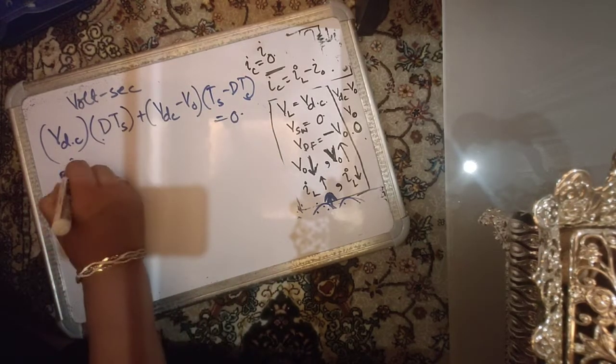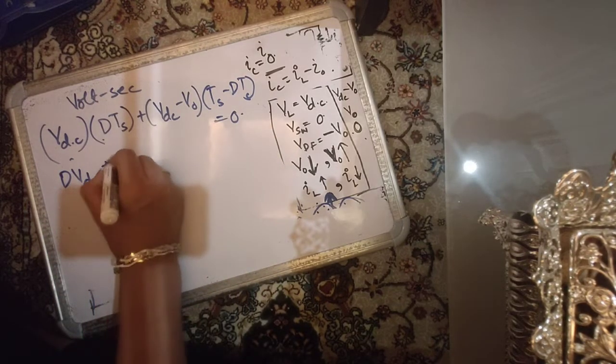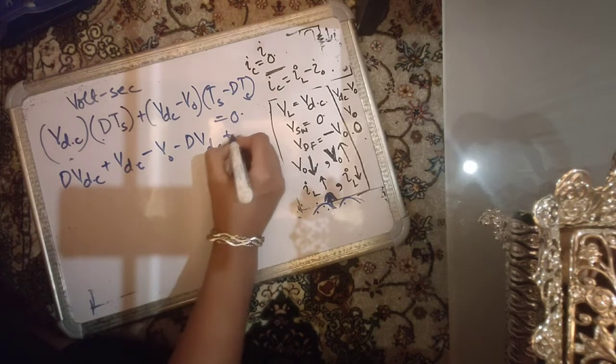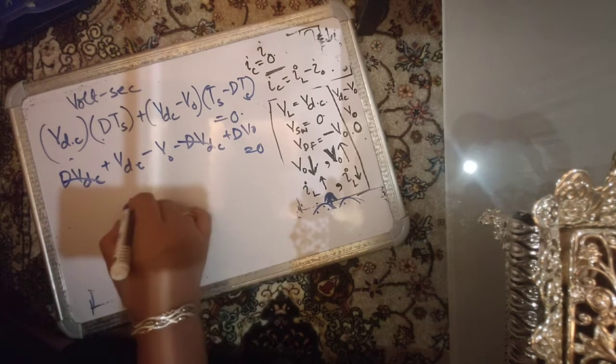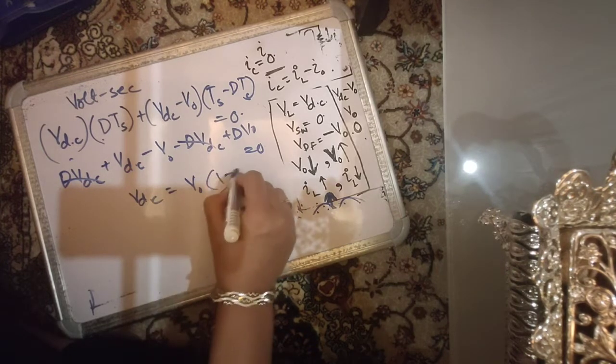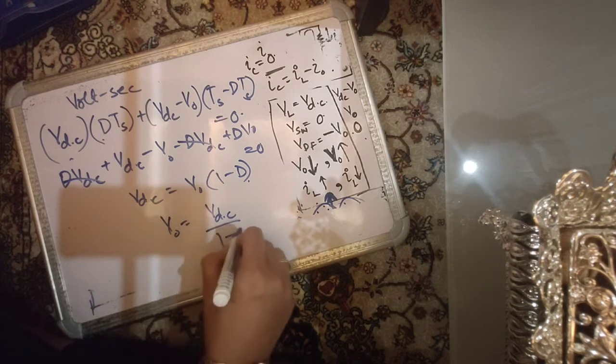If I solve it, dVDC plus VDC minus V naught minus dVDC plus dV naught is equal to 0. D times VDC I cancelled altogether. This is 0, this is 0. Then VDC is equal to V naught times (1 minus D). So V naught is equal to VDC divided by 1 minus D.